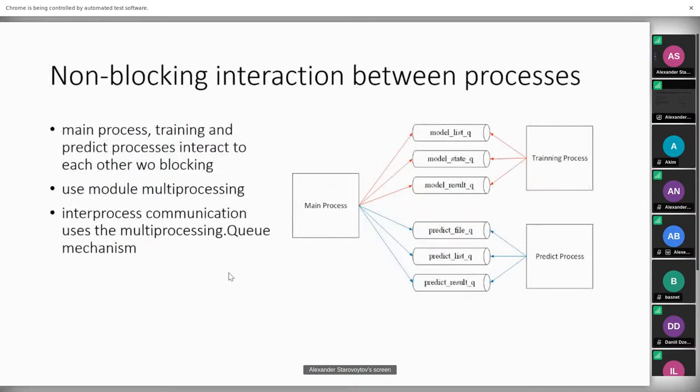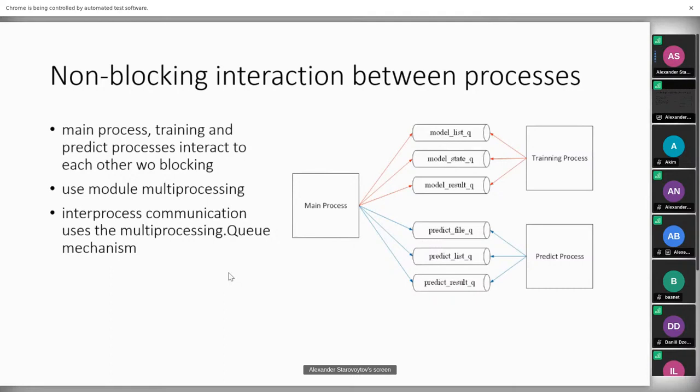Let's talk about non-blocking interaction between processes. In this mechanism, non-blocking interaction is implemented with other processes, which run parallel to the main process and are responsible for creating and training neural networks and forecasting resource utilization parameters for a specific state with a specified horizon in the future. This mechanism is implemented using the multiprocessing library. Interprocess communication uses the multiprocessing queue mechanism, which forms FIFO, or first input, first output, queues. There are three queues, model list queue, model state queue, model result queue, used for communication between the main process and the process responsible for creating and training neural network models. And another three queues, predict file queue, predict list queue, predict result queue, are used for communication with the prediction process.